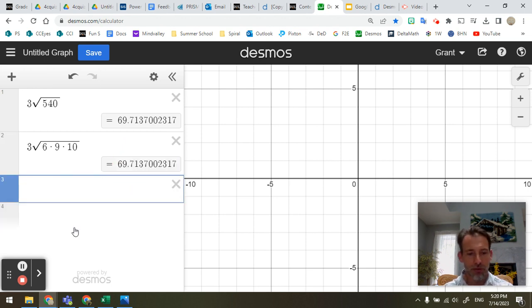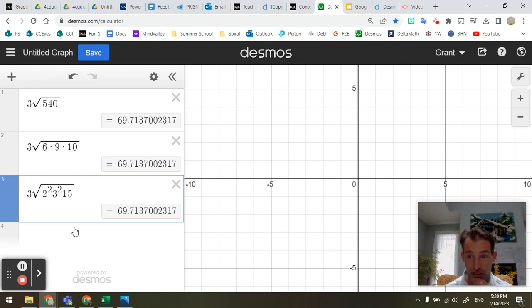And so I might even write that this is 3 square root of, well, 6 and 10. Those both share a factor 2. So that's 2 squared. And 9 is 3 squared. And then 10 and 6, they have some leftover factors. So that was like times 15. Okay, that's looking the same.